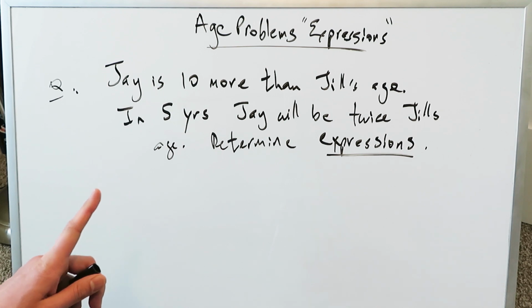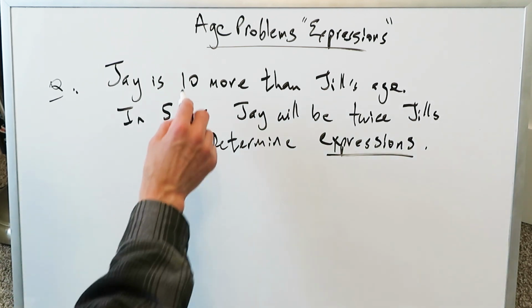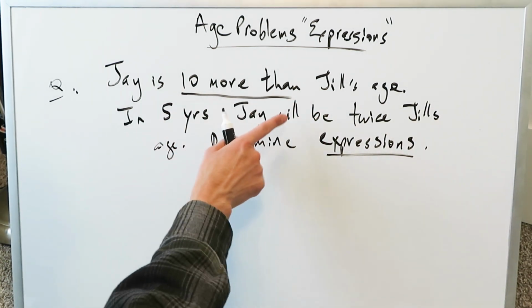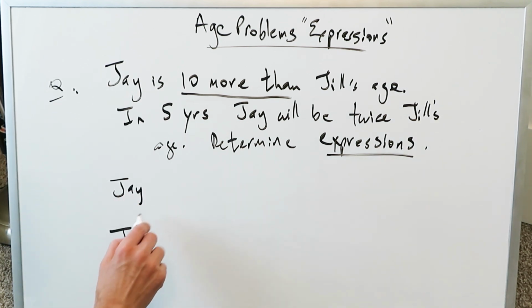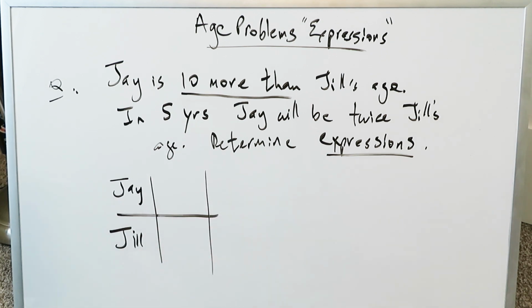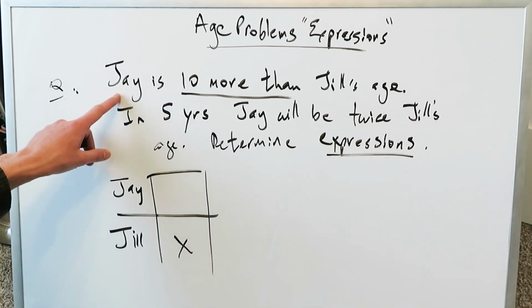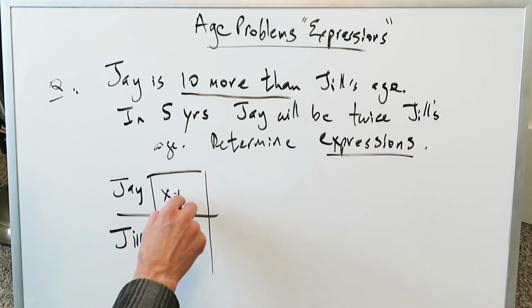J is 10 more than Jill's age. In 5 years, J will be twice Jill's age. We have to determine the algebraic expressions which can demonstrate everything we have over here. It's not too hard. Just start with J and Jill and exactly what you have in terms of a column. The algebraic part right here in the first column, we know J is 10 more than Jill's age. We don't know anything about Jill's age, so we make it as X. But we know J is 10 more than Jill's age, so that's just X plus 10.